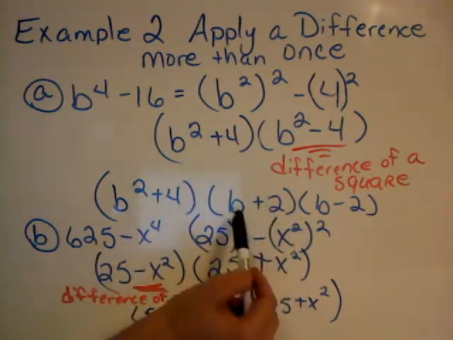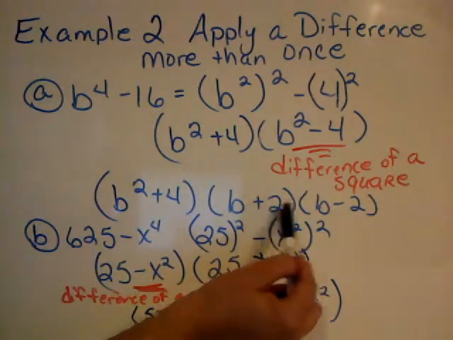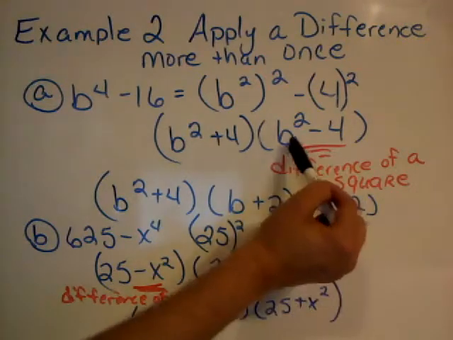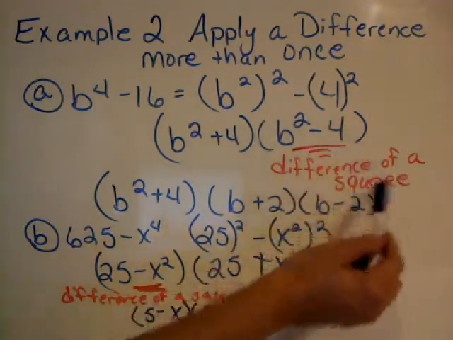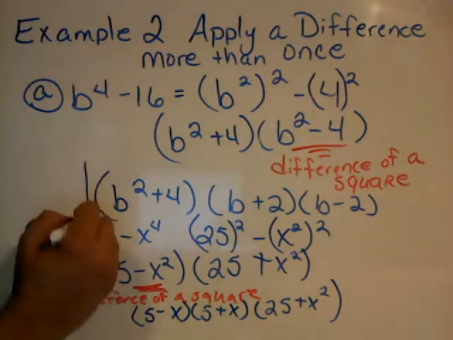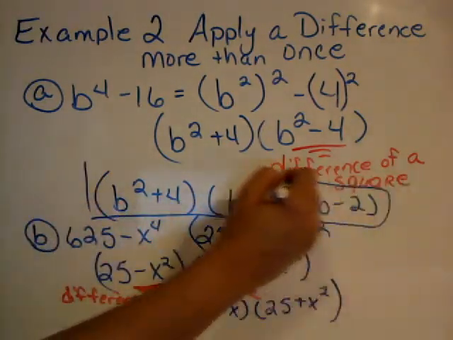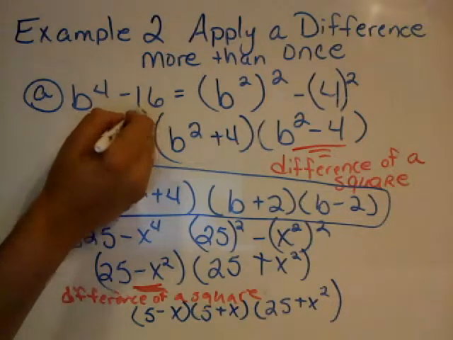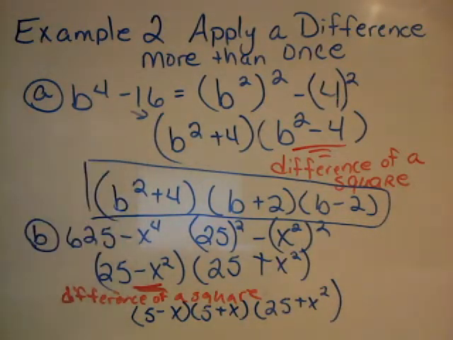But I know that b plus 2 times b minus 2 gives me b squared minus 4. So that's my difference of a square. This is totally factored right here. Totally factored. Do not try to factor this. It is not a difference of a square. Okay, let's look at B.